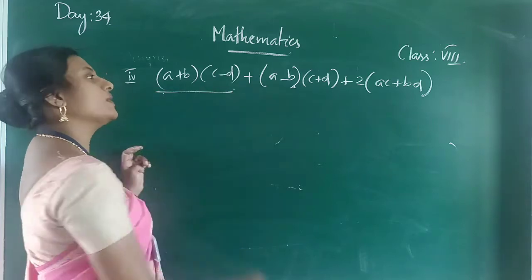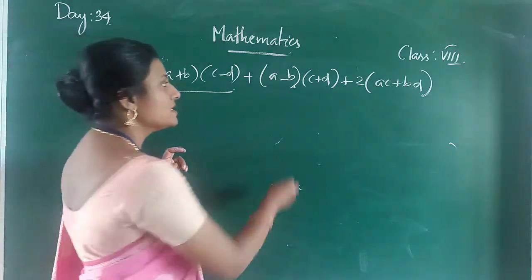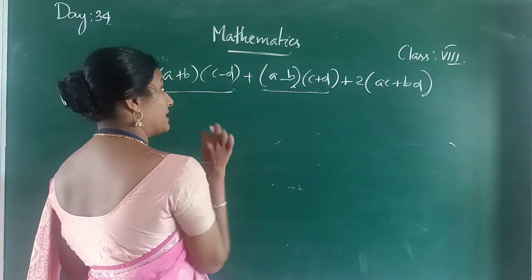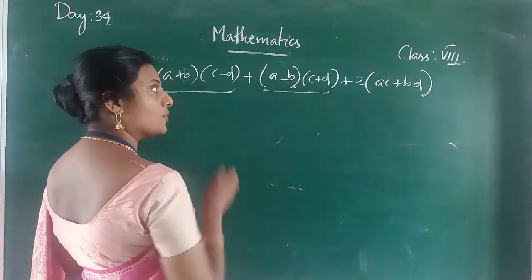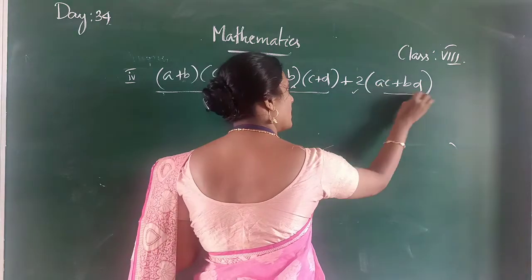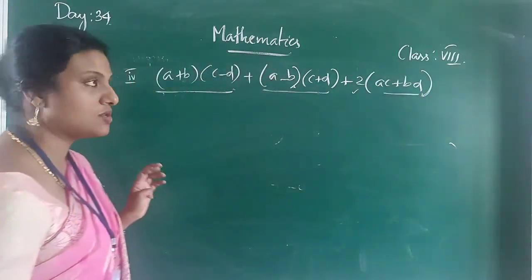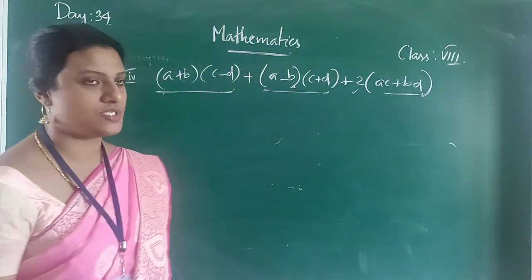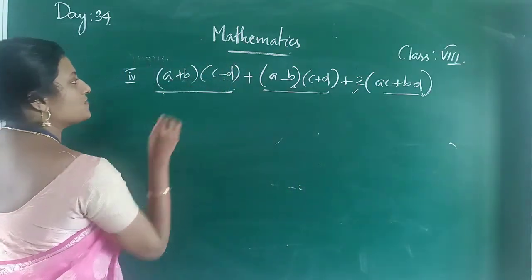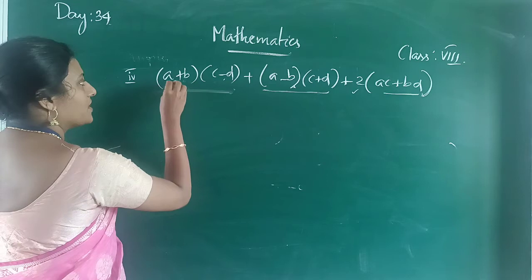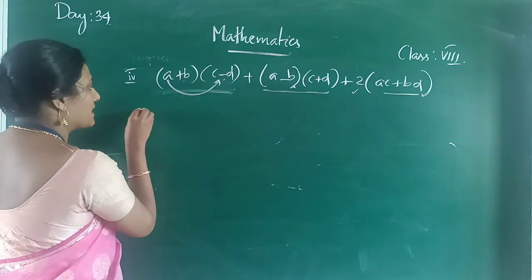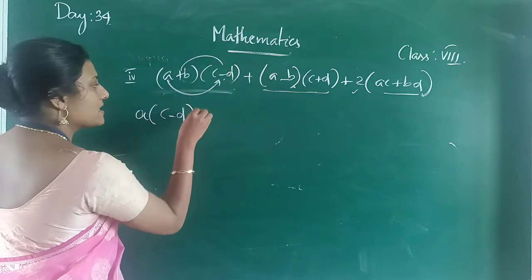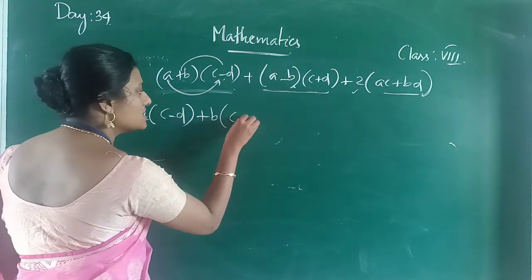This is a binomial multiplication. The second is also a binomial multiplication. And this is a monomial and a binomial. So you have to simplify these three terms. So first, a plus b into c minus d. First term into second bracket, that is a into c minus d. Next is plus b into c minus d.